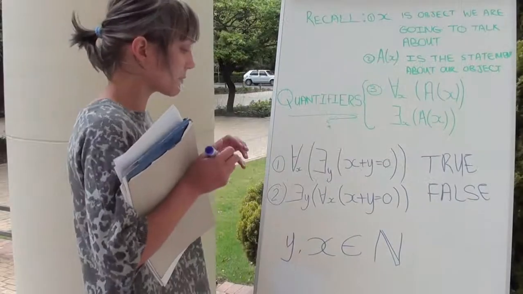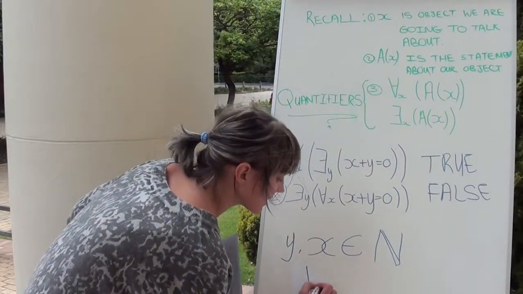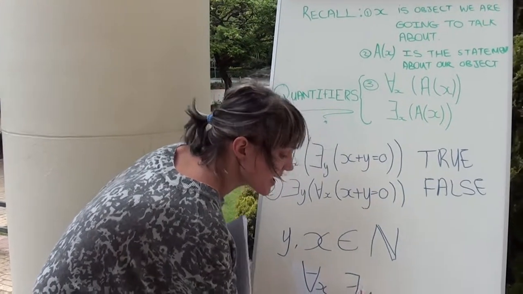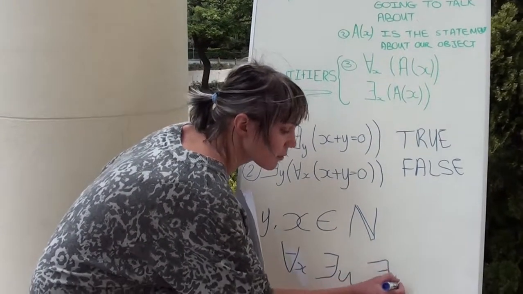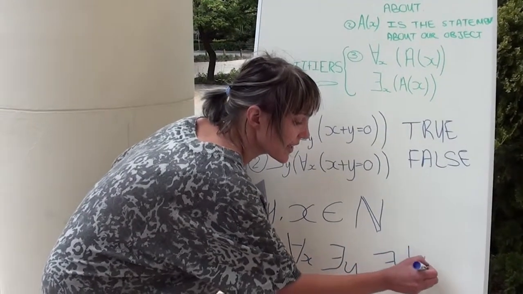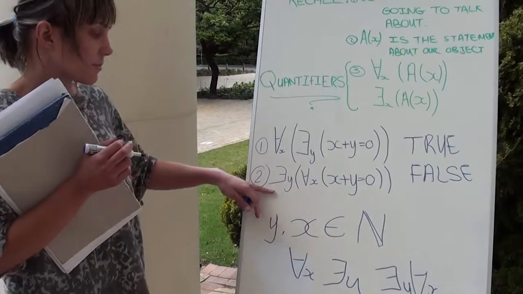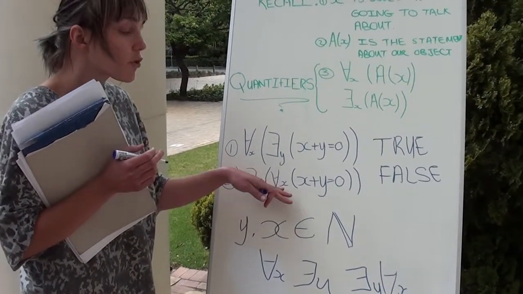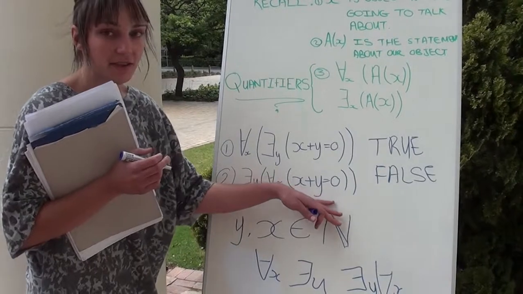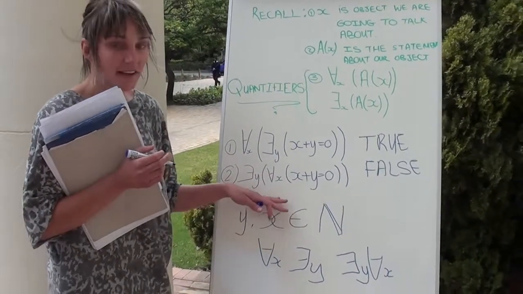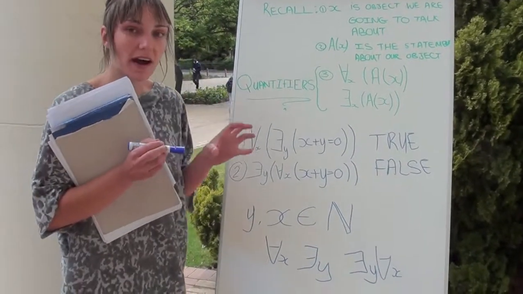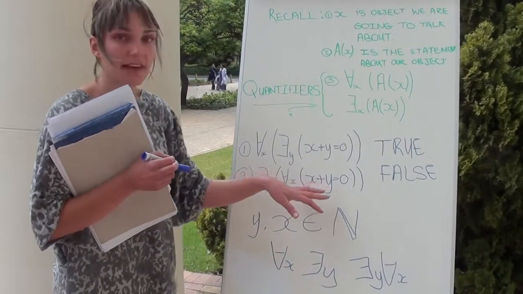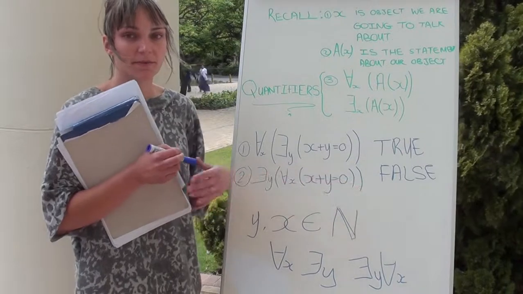And you have to notice the difference between saying for all X, there exists a Y, and saying there exists a Y for all X. Because in this example, it is wrong to say that there exists a Y such that for all X, X plus Y is equal to 0. Because this is not true. For a specific Y, there aren't all the X's in the natural numbers that will give X plus Y equal to 0.